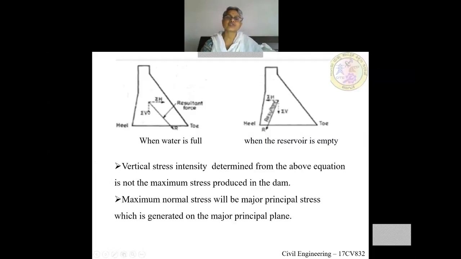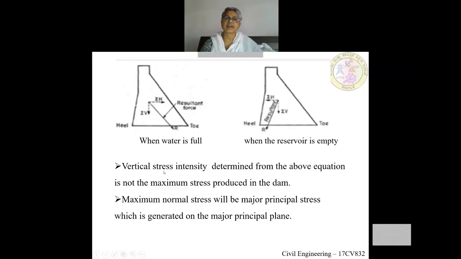Sigma V is the total vertical force and B is the base width of the dam. When the reservoir is full, the resultant will be towards the toe, because sigma H will be more. When the reservoir is empty, the resultant will be towards the heel, because sigma H will be less compared to this case. Because the reservoir is empty, there is no major horizontal force from the water.